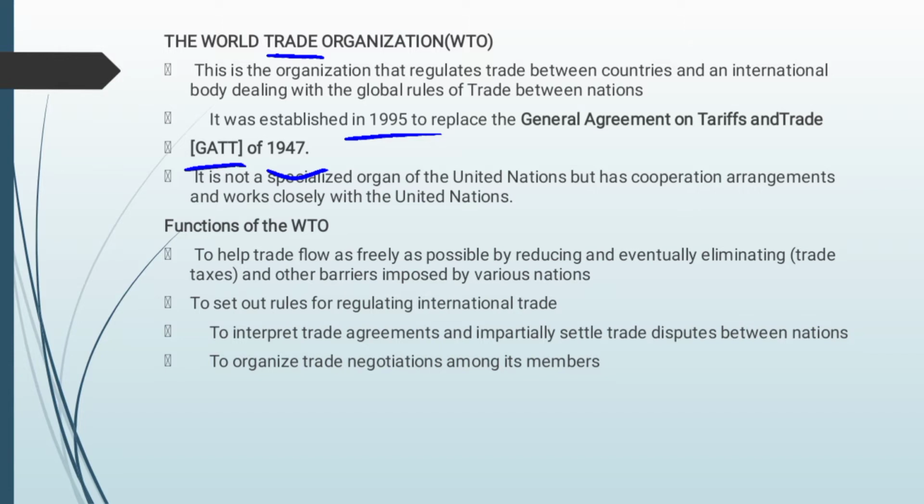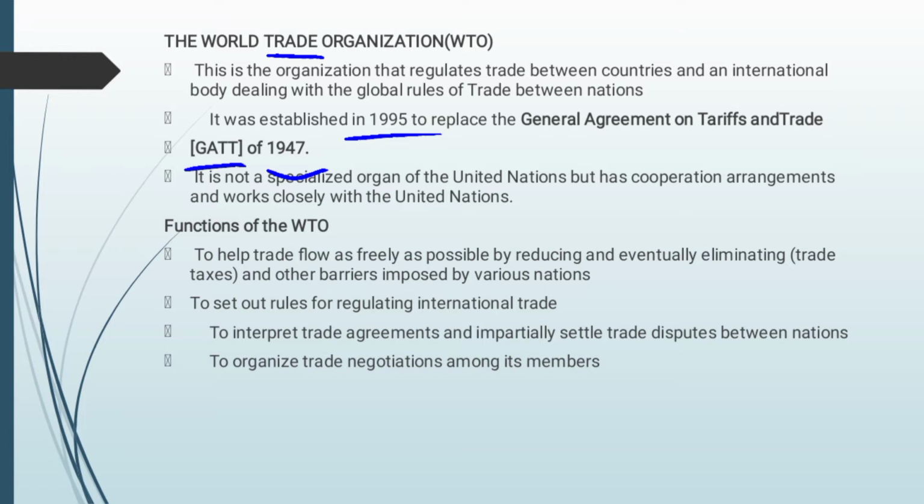Then to set out rules for regulating international trade. So the World Trade Organization is responsible for setting out rules that should regulate international trade. You shouldn't trade within this period. This country shouldn't trade with this one. They are responsible for making the laws, or the rules, let me say.